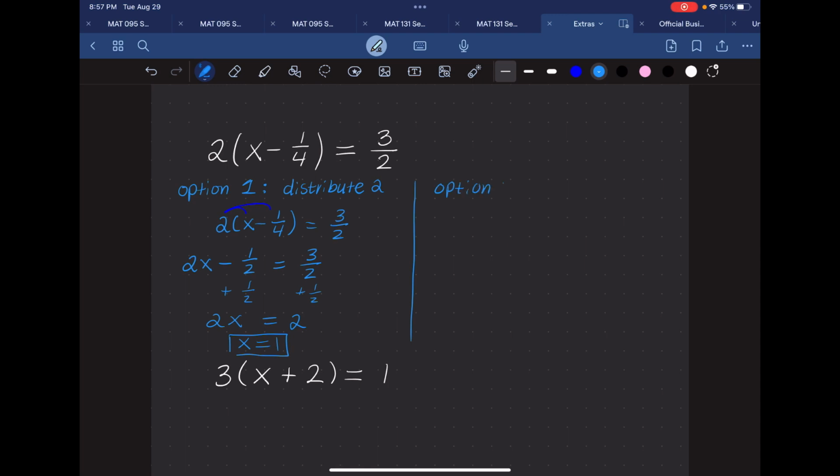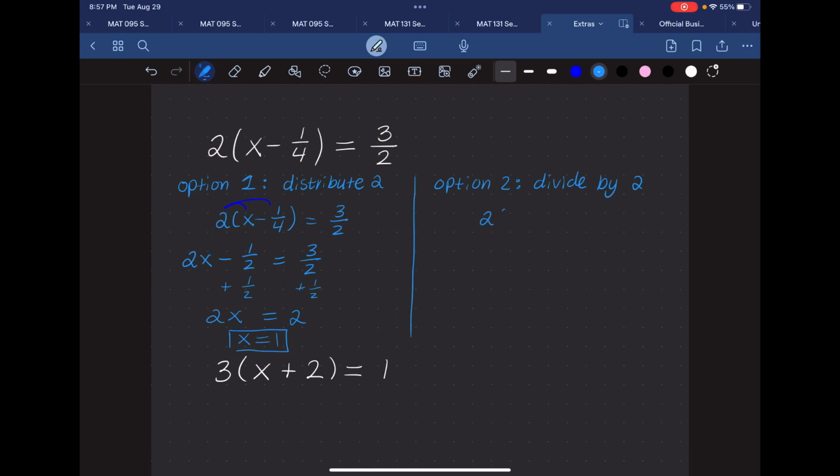Option 2 is we can divide by the 2 first. So I have this 2 times x minus 1/4 is equal to 3/2. And I can divide both sides by 2 actually. This cancels this 2. And note, this only works because 2 is being multiplied by all of x minus 1/4. It's not just 2 times x. It's 2 times x minus 1/4. So that whole left-hand side is being multiplied by 2.